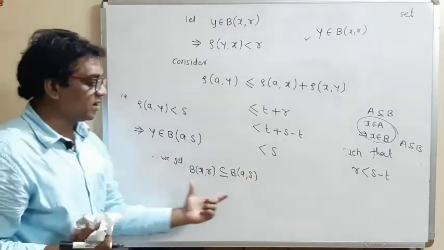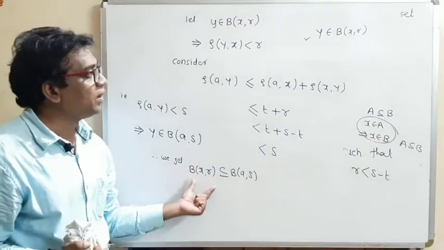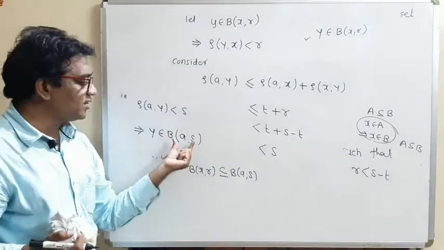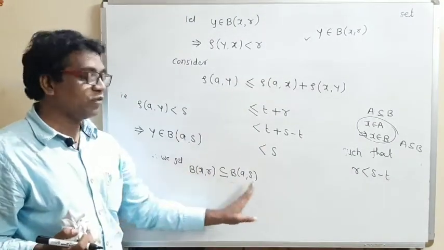So see how to show that it is a subset. How to show a subset? Just take one element from the first set and show that the same element is in the second set. So we can say that B(x, r) is a subset of B(a, s).